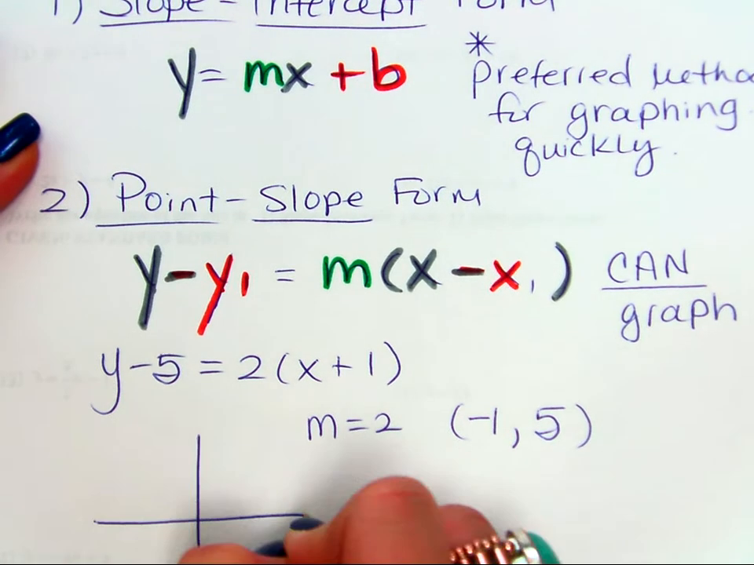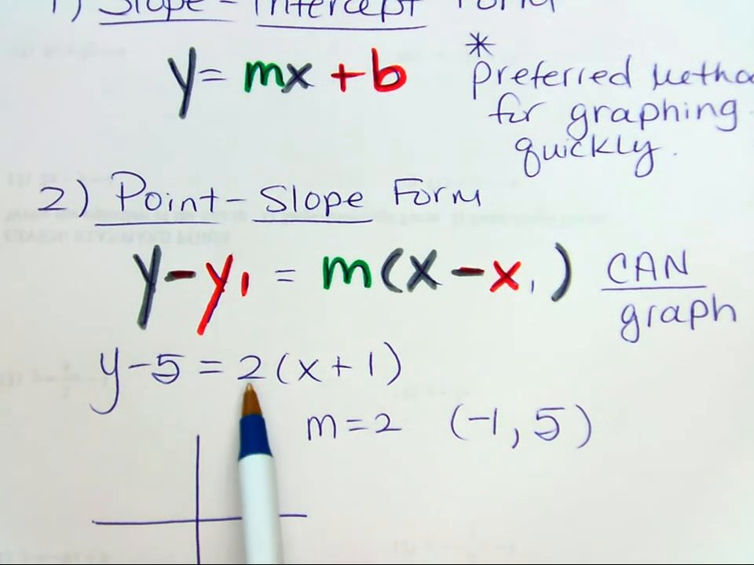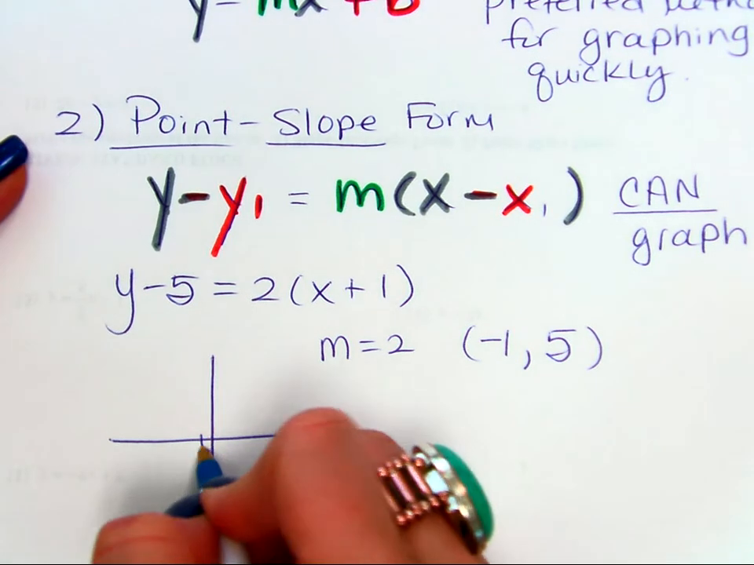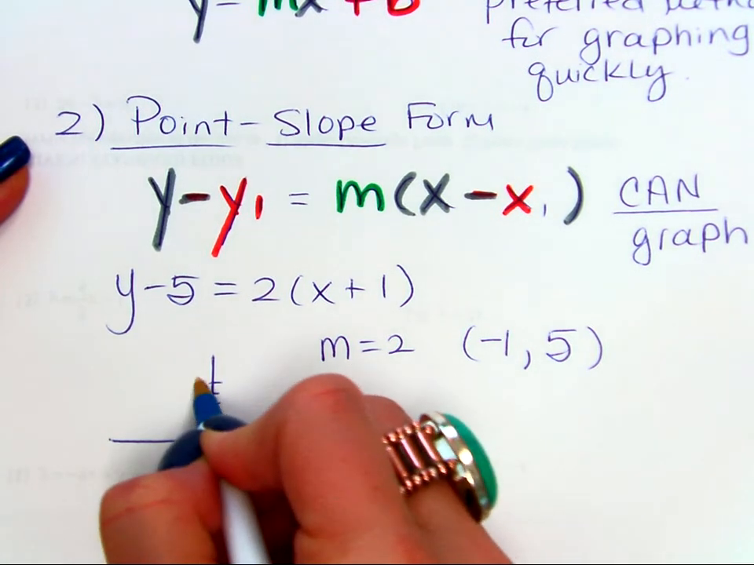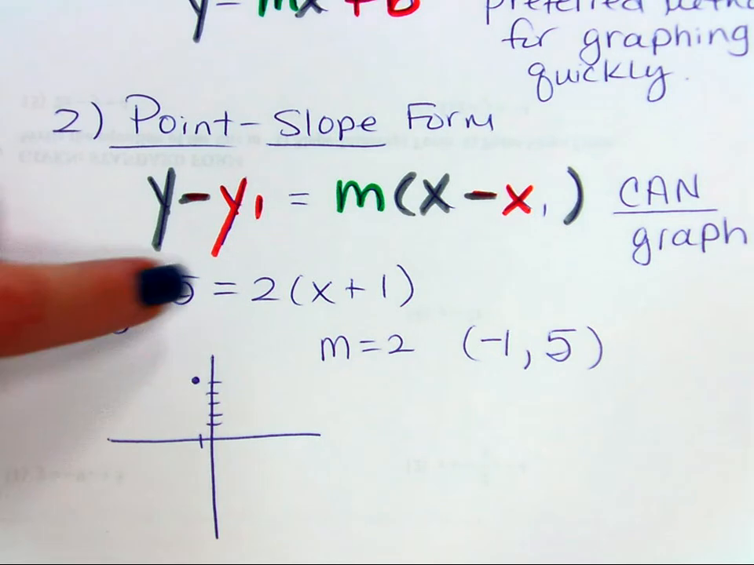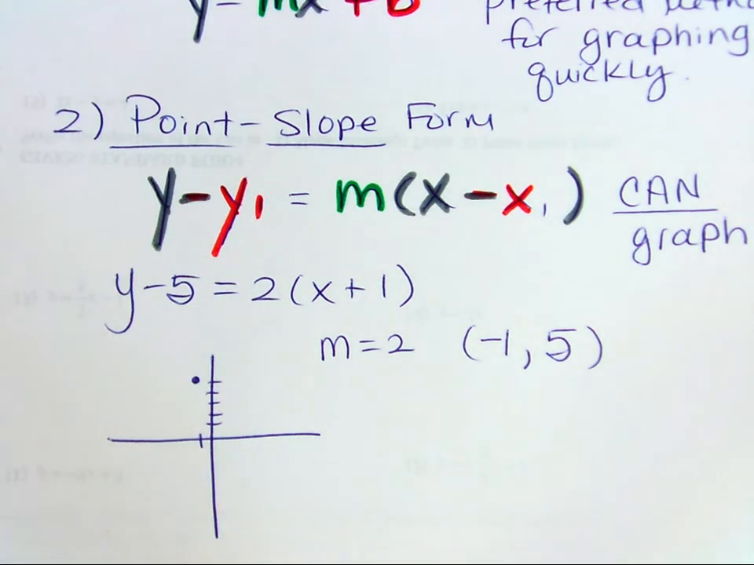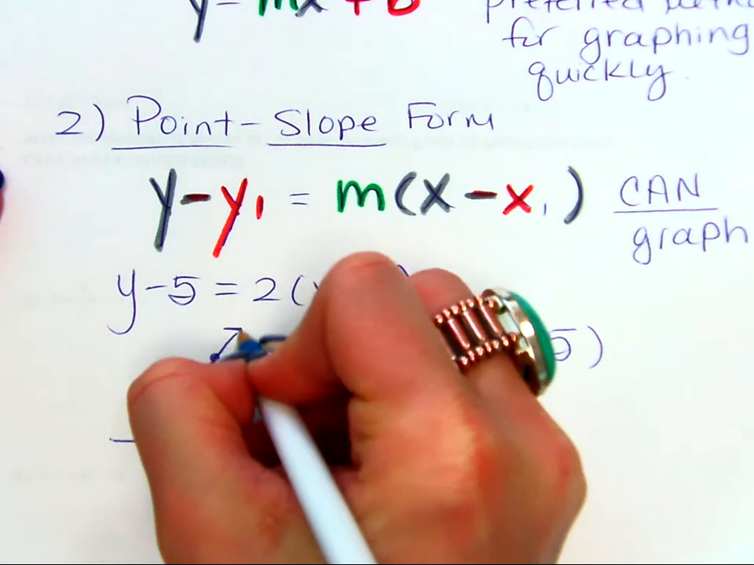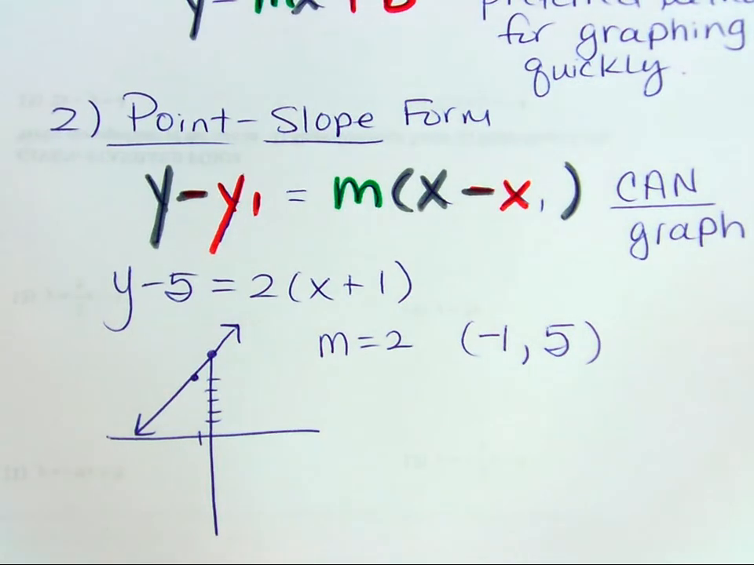So instead of starting at b, which I have no clue what it is, I'm starting here instead. -1, +5, and then from there I'm doing what? Going up 2 over 1, okay? So it's doable, right? From point slope form, do I have any knowledge of what the x and y intercept are? No. All I know is the slope and a point. I don't know what the x-intercept is. I don't know what the y-intercept is.